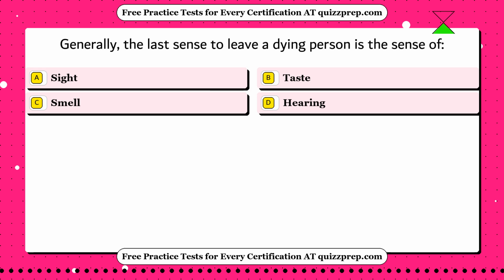Question 48. Generally, the last sense to leave a dying person is the sense of: Option A, sight. Option B, taste. Option C, smell. Option D, hearing.